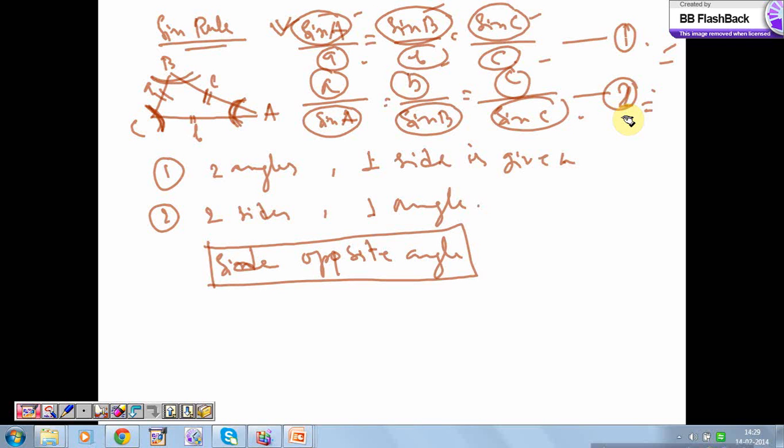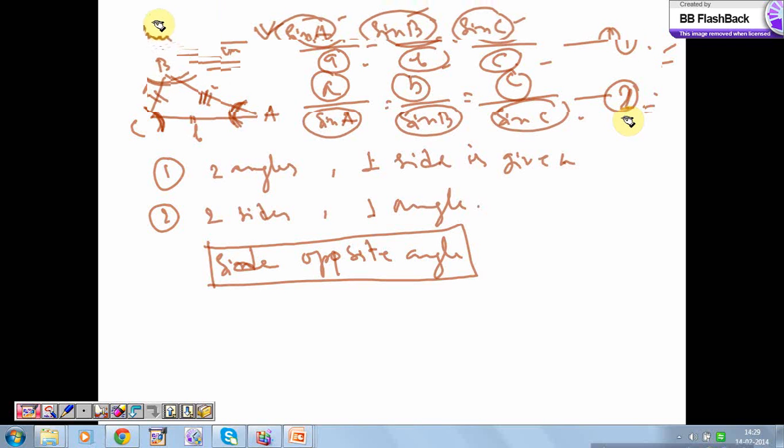And now I will be going to the next one, that is the cosine rule. The cosine rule is the same. This is the triangle. Here is the angle A, here is the angle B, here is the angle C. Opposite to the angle A is the side a, opposite to the angle B is the side b, and opposite to the angle C is the side c.